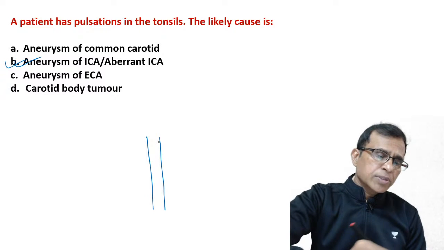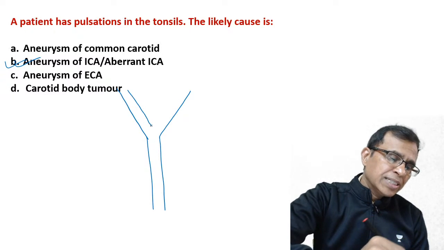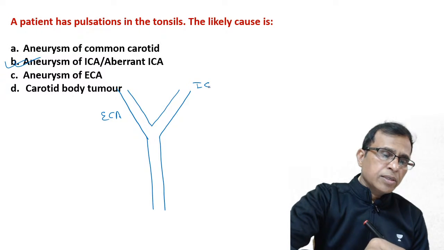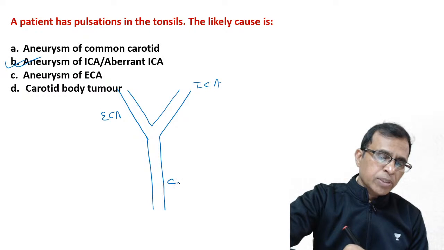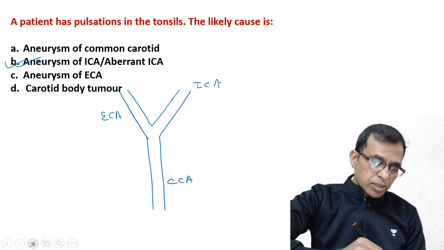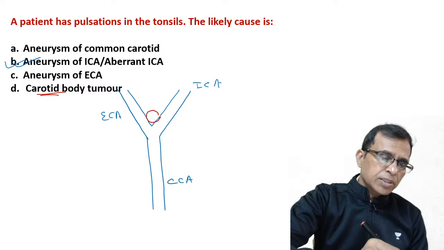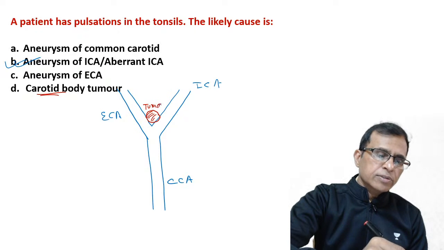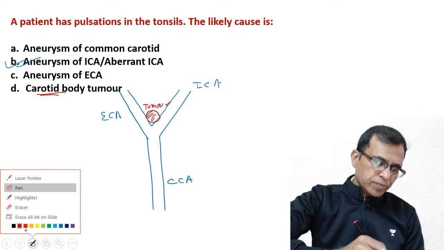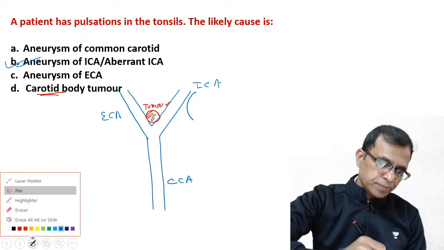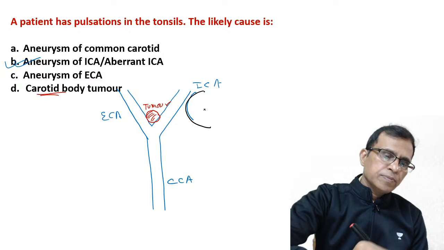Common carotid divides into two, internal and external. This is external carotid artery, this is internal carotid artery, and this is common carotid artery. This carotid body tumor is here. This is carotid body tumor at the bifurcation, right? And tonsil, let's say, is here. This is your tonsil. Let me use different color. I'll use black. So this is your tonsil with crypts here, in the pharynx.